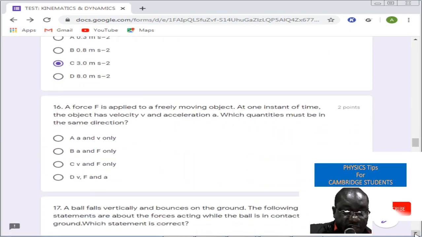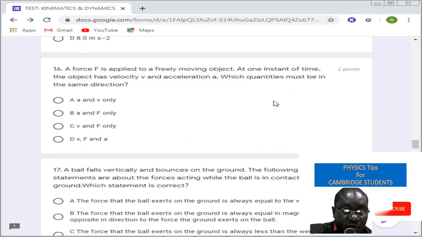A force F is applied to a moving object at one instant of time. The object has velocity v and acceleration a. Which quantities must be in the same direction? The quantities that are supposed to be in the same direction all the time are force and acceleration. Remember, resultant force is proportional to acceleration all the time. So our answer should be B in this case.